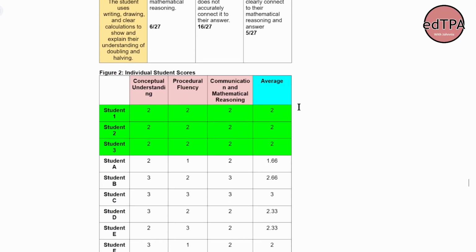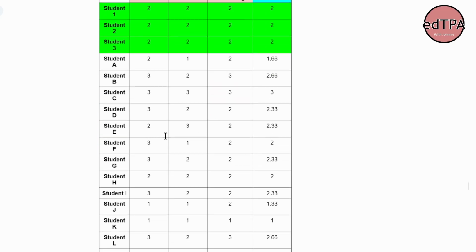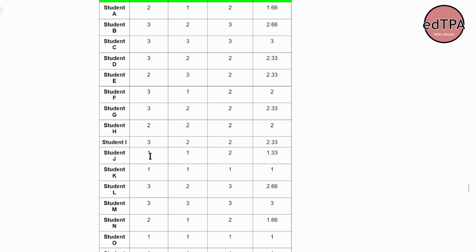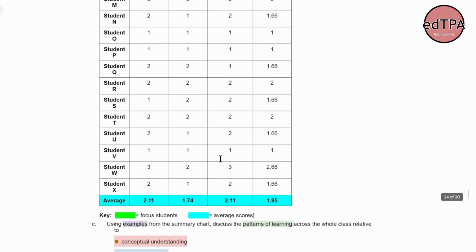If we go down here, this is not required, but this is an extension. The three categories: conceptual understanding, procedural fluency, and communication and mathematical reasoning, describing the students and the scores they received. This person was able to justify student 1, student 2, and student 3 as having low scores, and justifying them as being their focus students. You can look across and see some students did better than others, some students really struggled, and this is a way of accounting for how students did on the initial task.